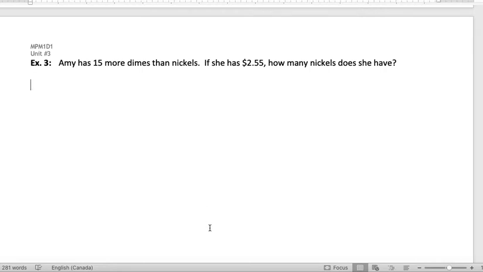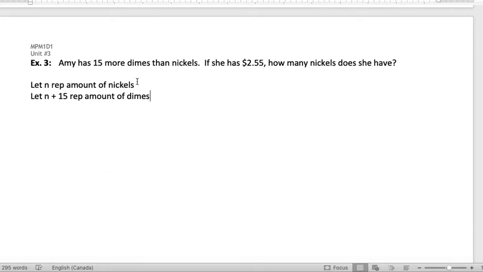So let n represent the number of nickels. Let n plus 15 represent the number of dimes. So we know that she's got nickels and dimes. n is the number of nickels. n plus 15 is the number of dimes. But we also need to know the value of each.